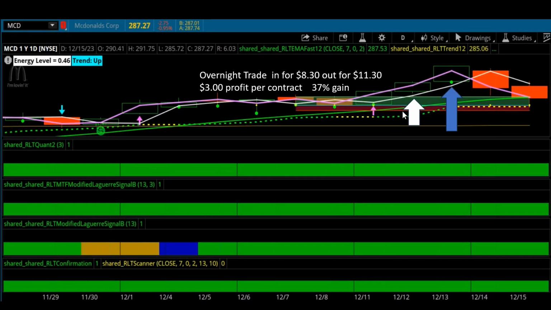VKTX, nice profit here, in here, out here, again, all green, just looking for a break. This was an overnight trade that we get in here and out here. $8.30 we get in at, 11.30 on the outside. When we left, 37% gain. Again, everything's green, and we're looking to see this dynamic compression zone. It broke out of that dynamic compression zone.